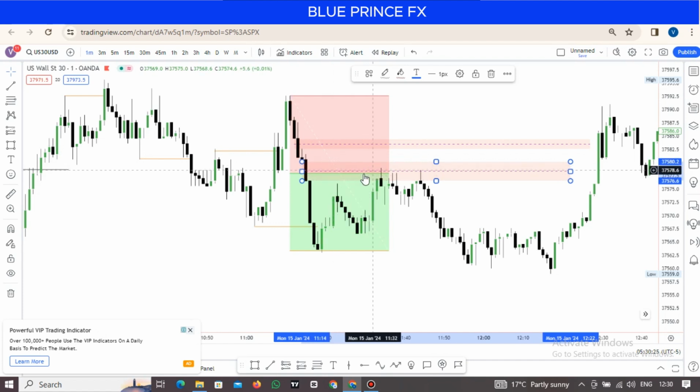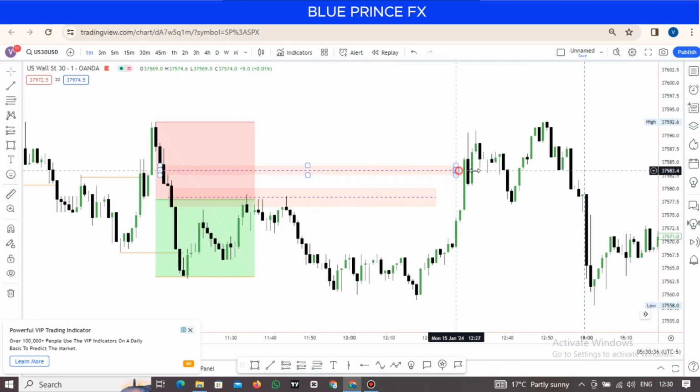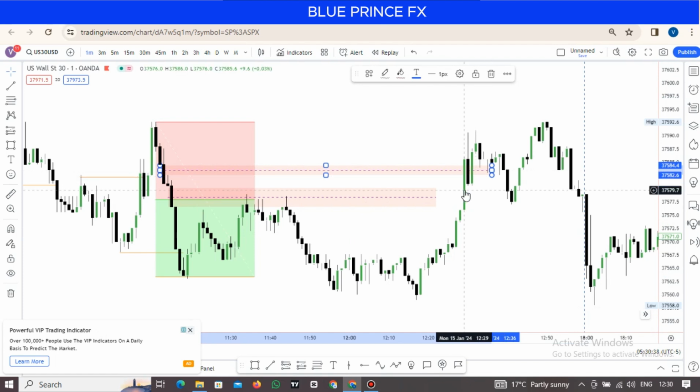So I won't use this fair value gap. I'll prefer the market to come and tap into this fair value gap here. So we have the market making a lower low again, then the market coming up and going above this fair value gap. So when we have this here, now we know that we can take our sell comfortably at the 50% of this fair value gap here.